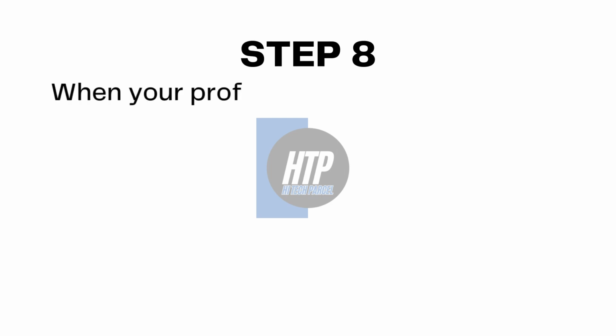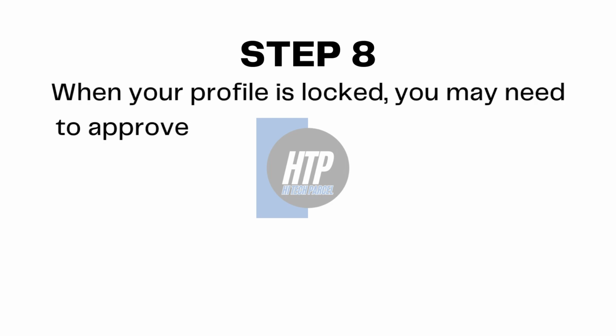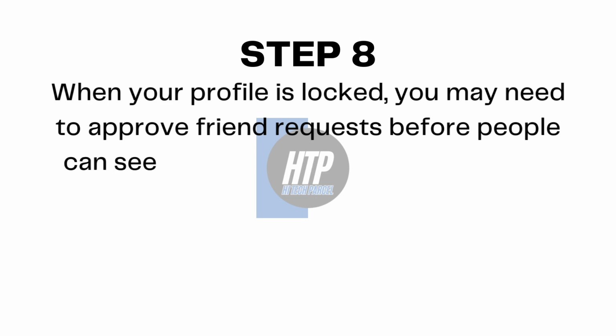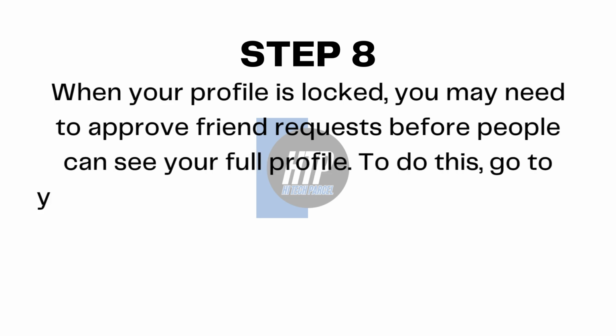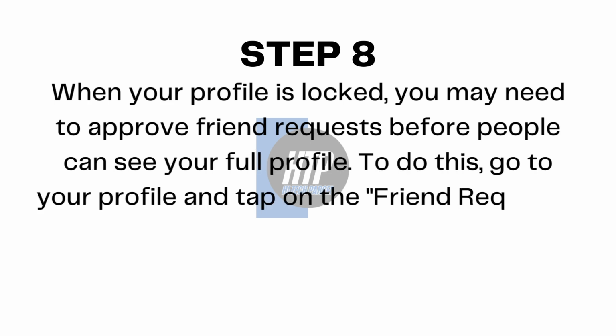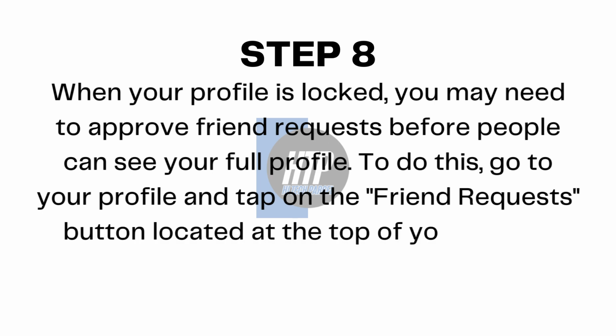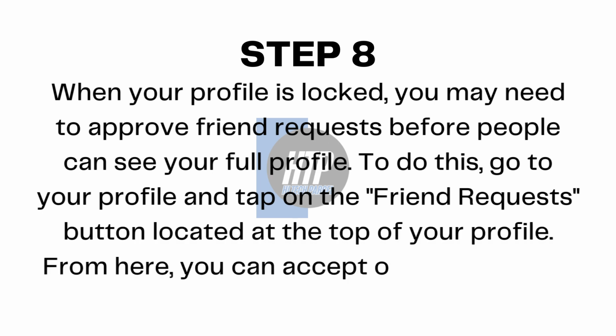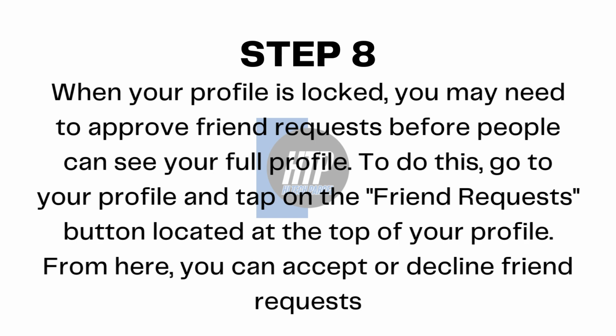Number 8. When your profile is locked, you may need to approve friend requests before people can see your full profile. To do this, go to your profile and tap on the friend request button located at the top of your profile. From here, you can accept or decline friend requests.